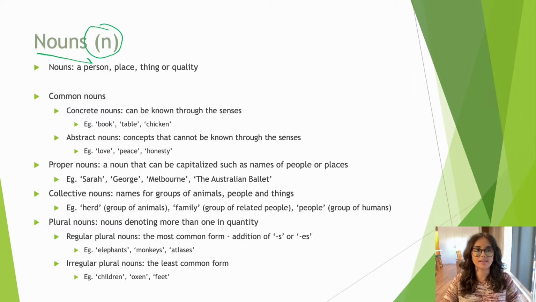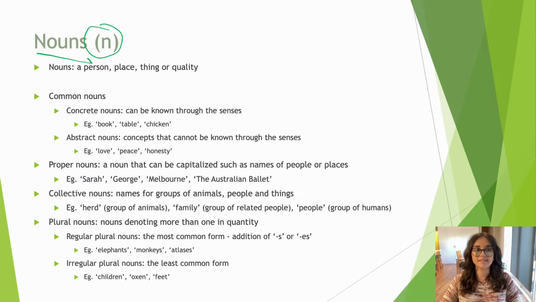There are concrete nouns, which can be known through the senses. So things like book, table, or chicken. You can see all 3 of those. You can touch all 3 of those. Abstract nouns are concepts that cannot be known through the senses. So things like love, peace, honesty, really these concepts. And these are both types of common nouns.